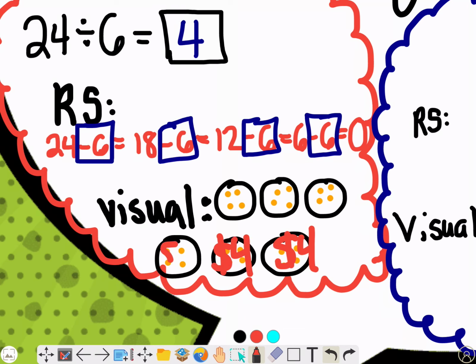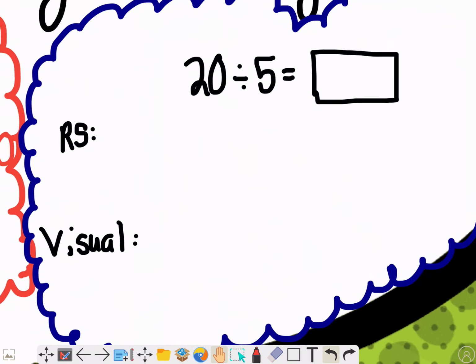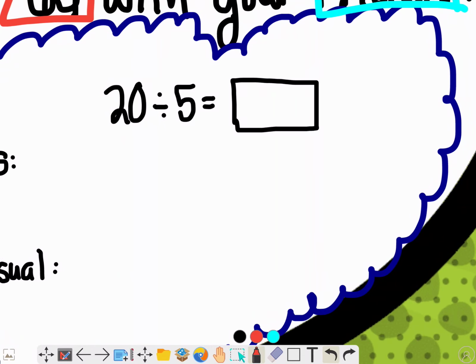So that means that if you had $24 broken up amongst 6 friends, each person is going to have $4. Now I'll do another example, same concept. You have $20 that you find on the ground. You have 5 people who find it. How much money does each person get?